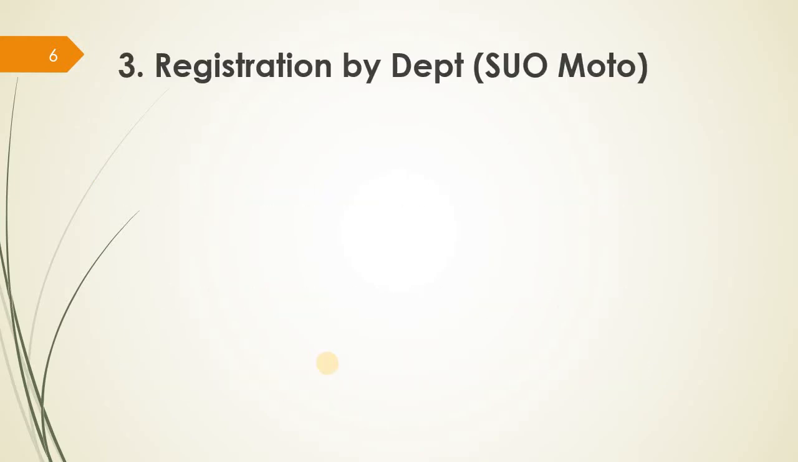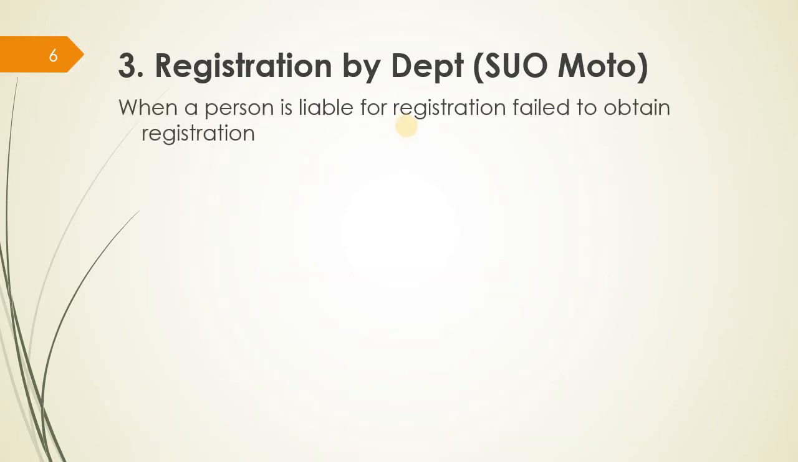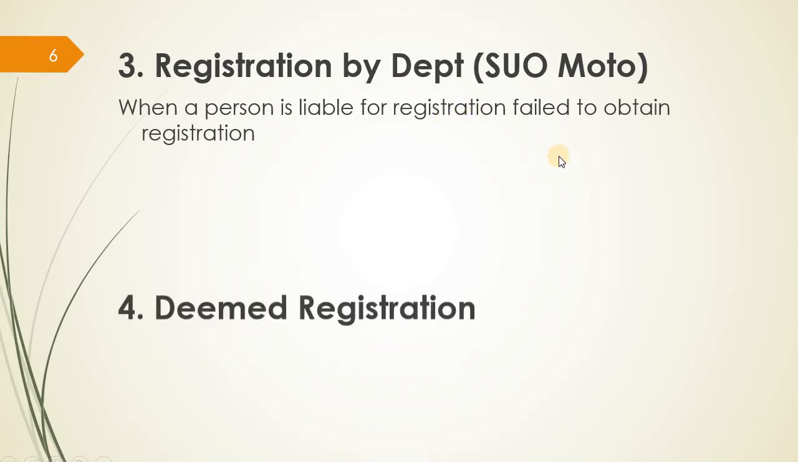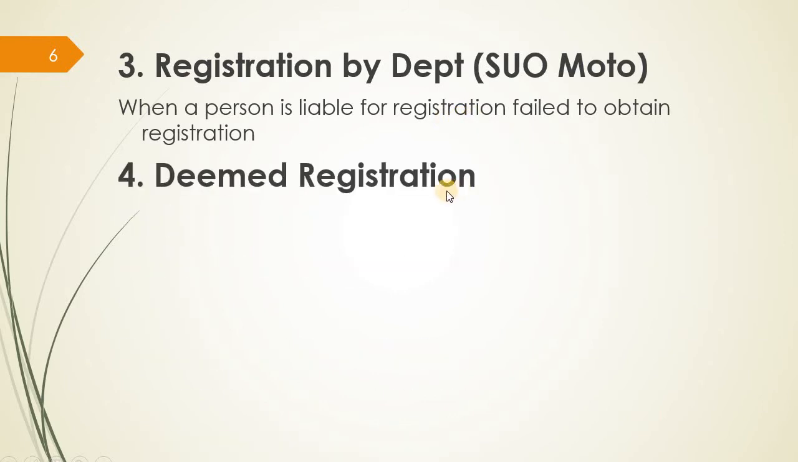The next one is registration by the department. That is called suo motu registration. So what is suo motu registration? That means you have to get registered but you have failed to register. That means the department itself or the court itself asks you to register. So as per the law you have to get registered. When a person liable for registration fails to obtain registration, then he has to compulsorily get registered.